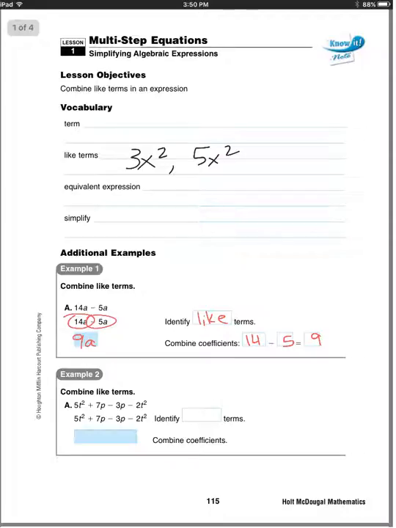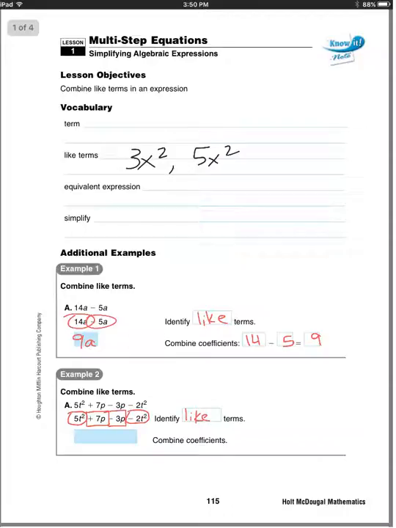Okay? So the next one, we're going to identify like terms. Okay, so we look at these. We have 5t squared. So I'm going to go through and see if there are any other terms with a variable t with a squared exponent. And it looks like there is right there. Now that is the only other term. So then I'm going to go through and I have 7p. Now I'm going to see if there are any other terms that have a p for a variable. Doesn't matter about the coefficient, but that still is raised to the same power. And there is right here.